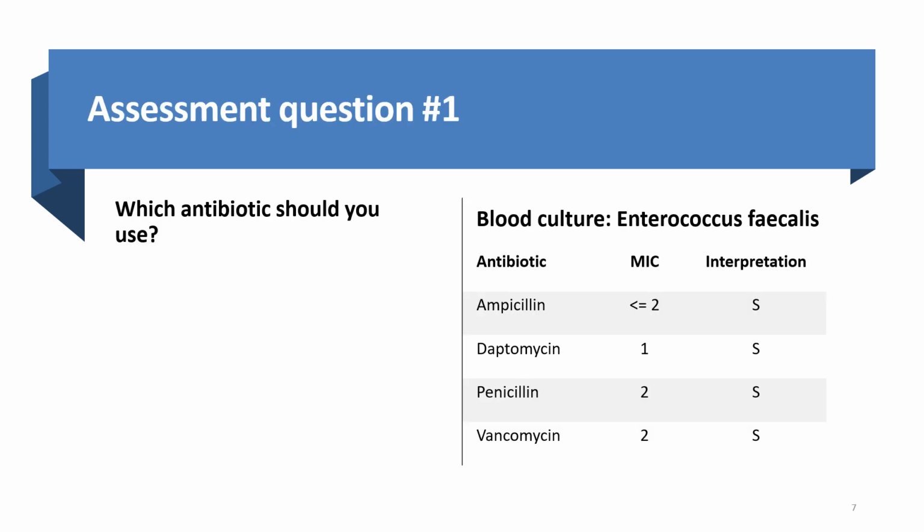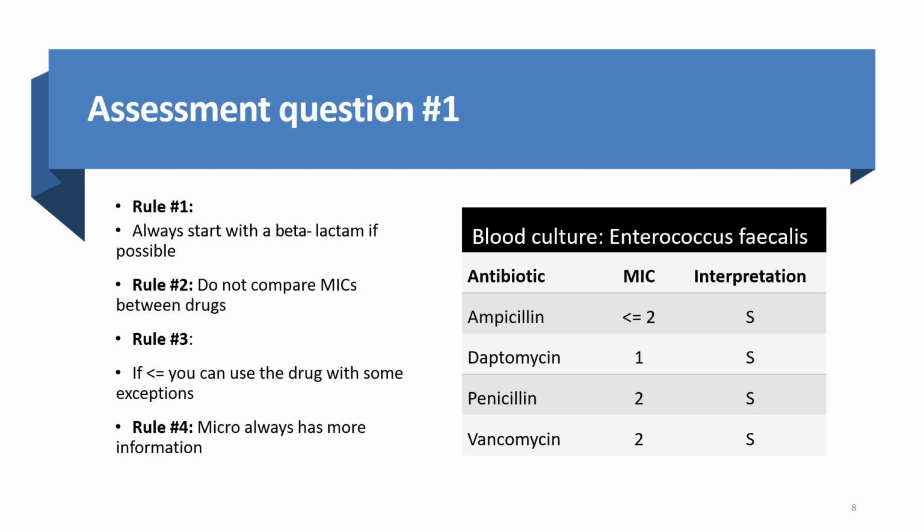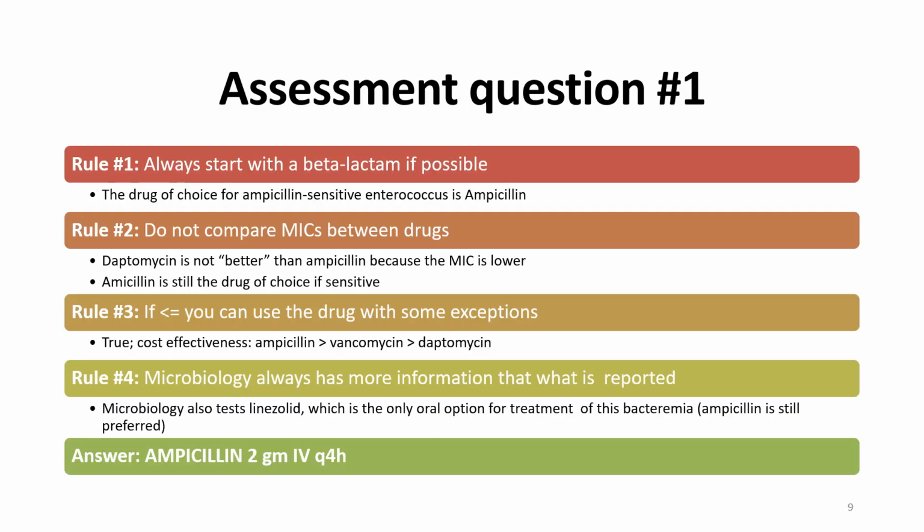Now, which antibiotics should we choose in this report? Ampicillin, daptomycin, penicillin, and vancomycin are sensitive, and it's a blood culture with Enterococcus faecalis. So let us apply this. Always start with a beta-lactam antibiotic, ampicillin, because it's ampicillin sensitive.